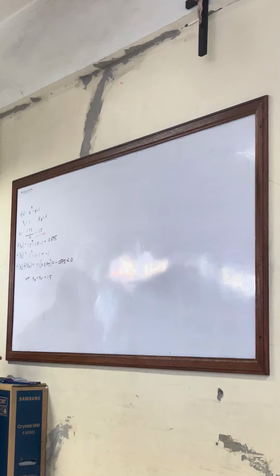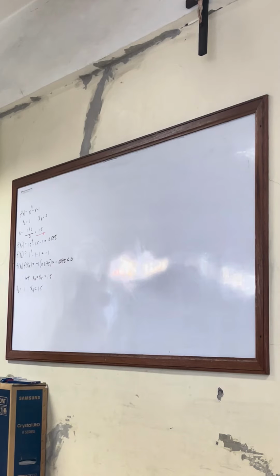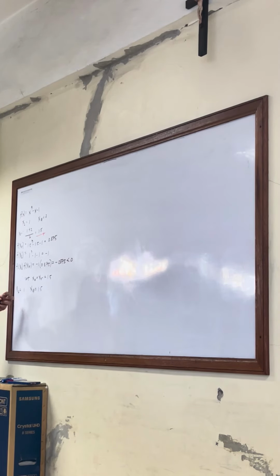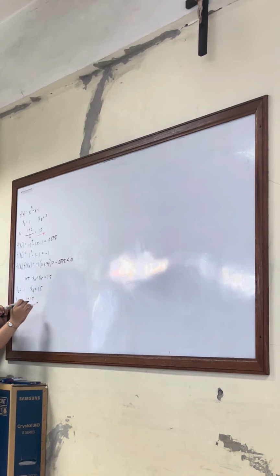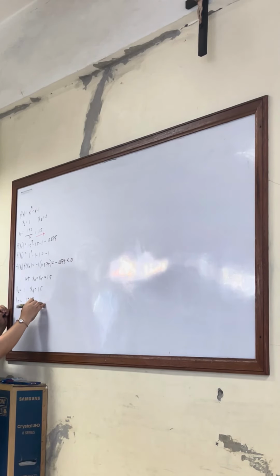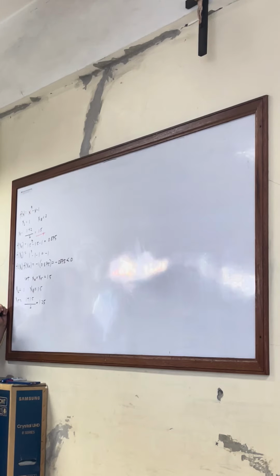So for the new iteration, XL is still 1, however our XU is 1.5. This is the second iteration. XR is 1 plus 1.5 over 2, which is 1.25. So this is our XR.